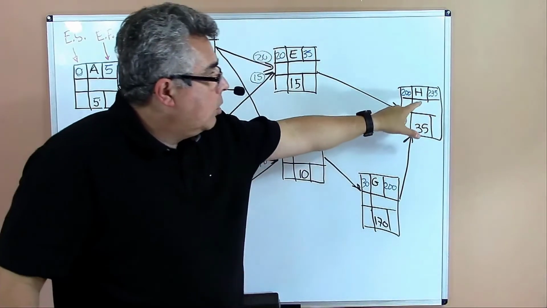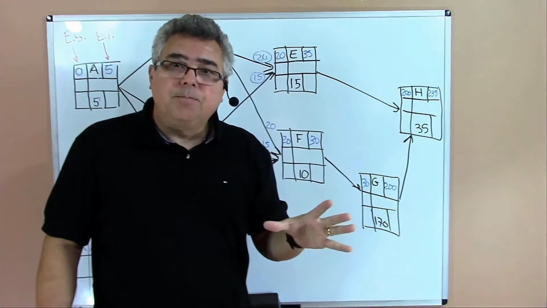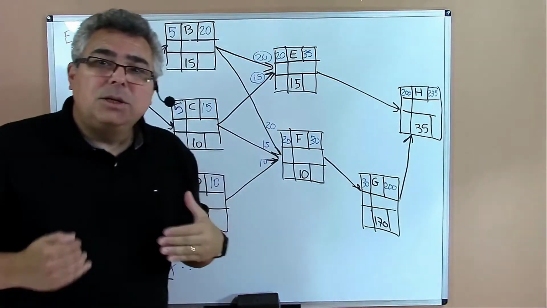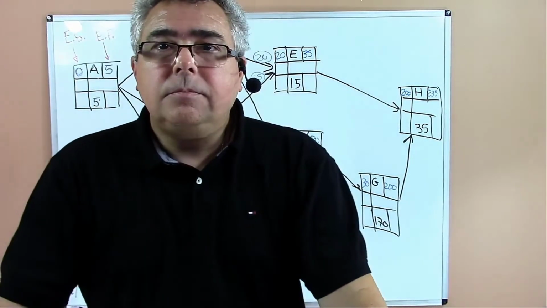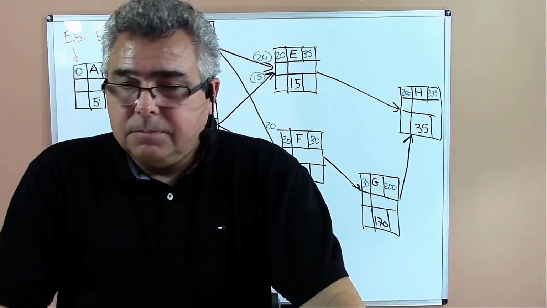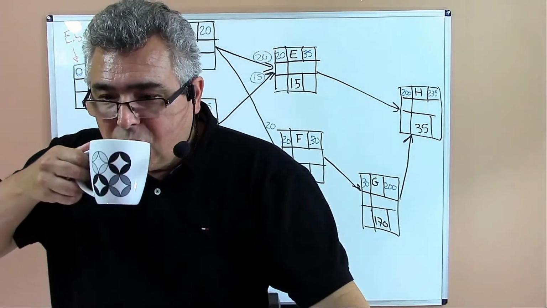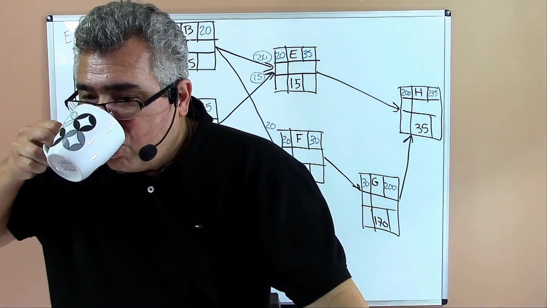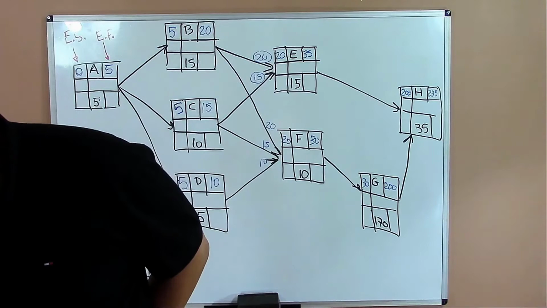So here we go, 235. That is the project duration. Okay? That is what we call forward path. Is that okay? Doubts? Let's just take my coffee here. Victoria, all good. Francisco, okay.